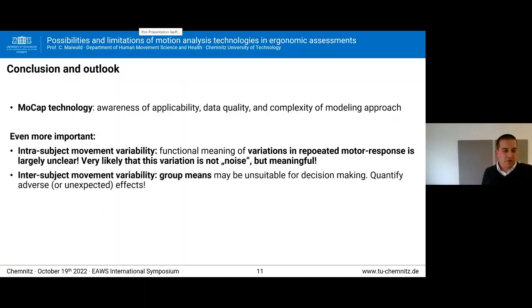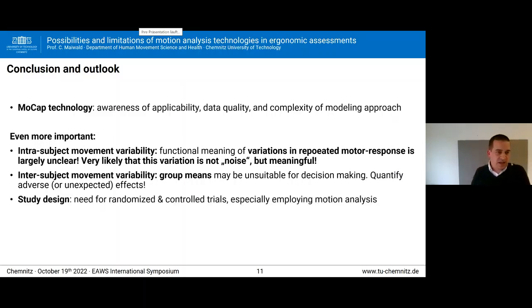Intersubject movement variability is also a big problem, so group means might be unsuitable for decision making. We need to quantify the adverse, or at least the unexpected, effects of the interventions we're looking at. Even using motion capture, we have hypotheses or intended effects we aim to address. If something occurs that is the opposite of what we expect, we cannot average this out and hope that in the end the group effect will be net positive. We have to move towards a concept that is more oriented towards the medical sciences, where you actually rate and quantify the number of these effects.